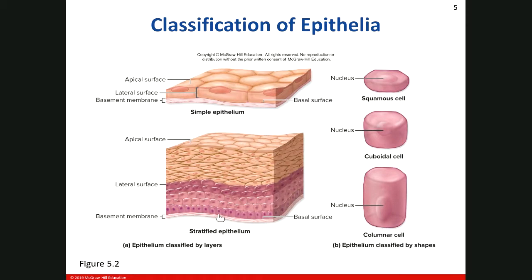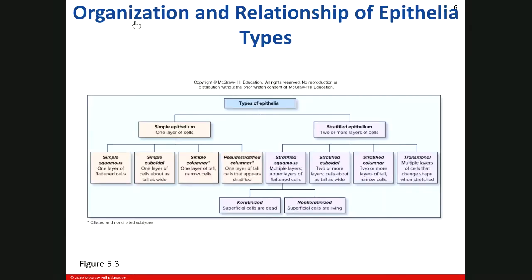Here are the three cell shapes. Here's the squamous cell. Here's the cuboidal cell. Here's the columnar cell. So now we're going to start combining these terms. We're going to learn about simple squamous epithelium, stratified cuboidal epithelium. Now, let me point out, this is figure 5.3.